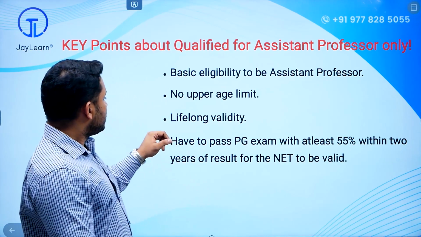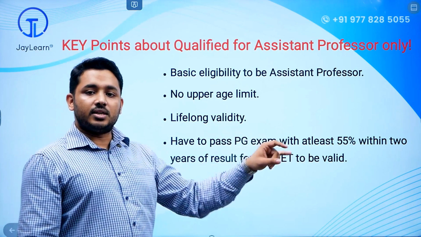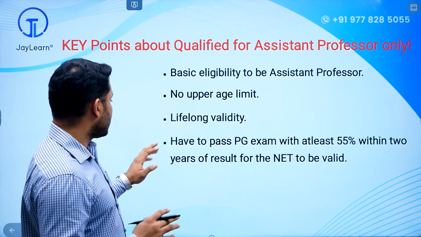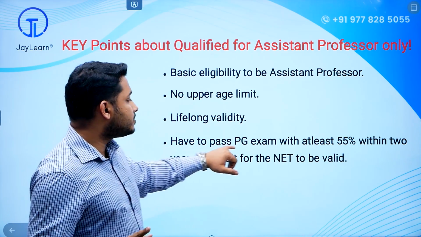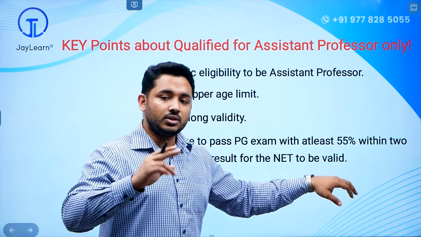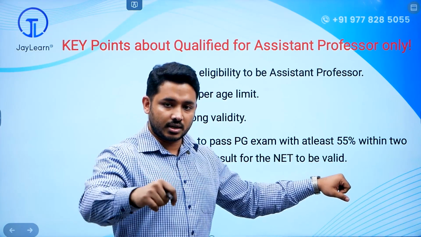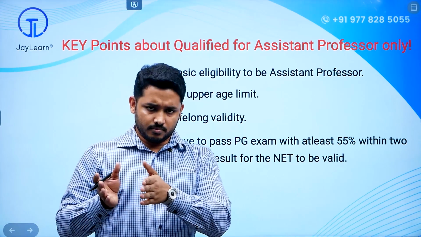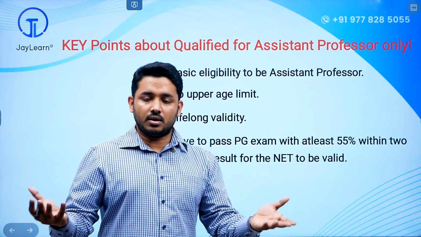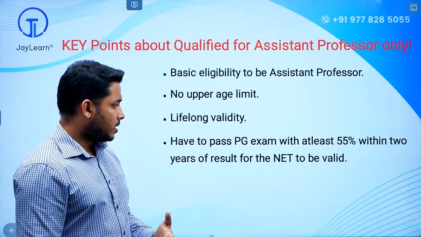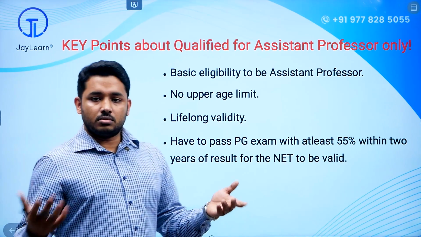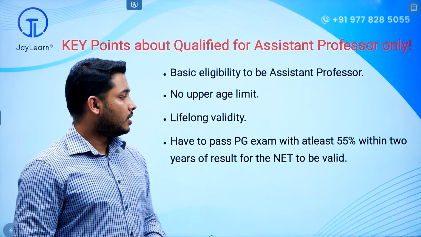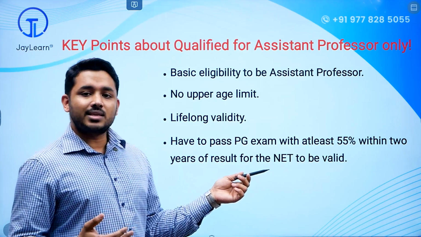Another thing is it has lifelong validity. You only have to clear this once in your life. Another important point is you have to pass the PG exam with at least 55% within 2 years. If you are a student while writing and clearing this exam, you have to clear this within 2 years. So once you have registered for masters, you will definitely get it within 2 years. So say you are entering the master's course in June, which is the general admission time. You'll be able to write the exam in December.